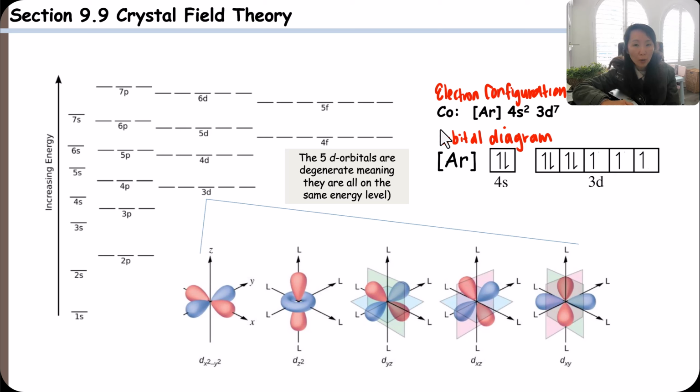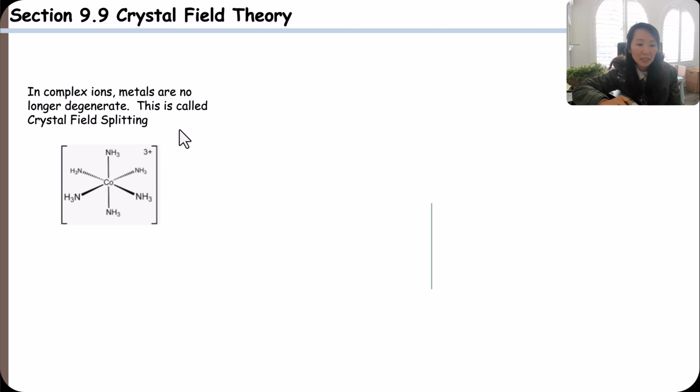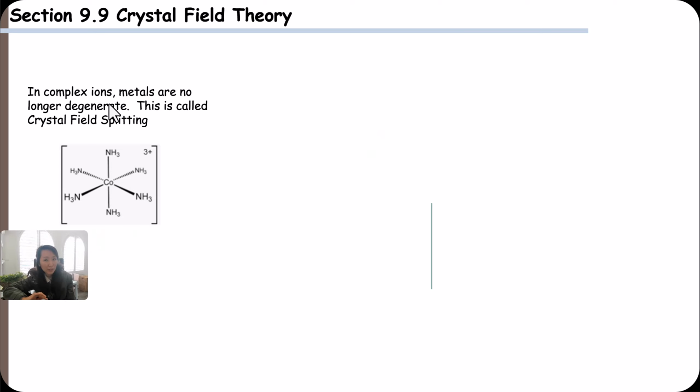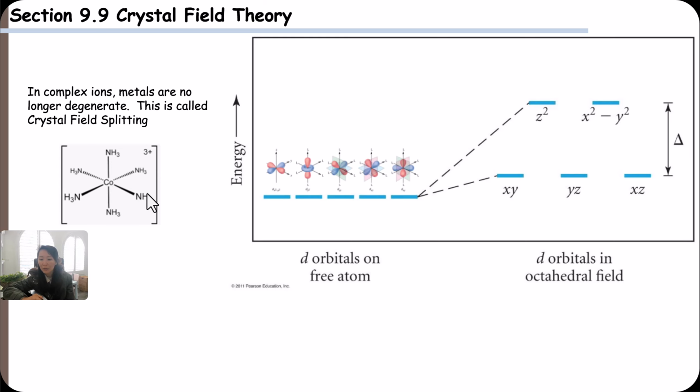Now, this is just cobalt when it's by itself, a free element. But when it starts to bind to ligands, forming a complex ion or coordination compound, then things get a little more tricky. In complex ions, the d orbitals are no longer degenerate, meaning that they are no longer in that one straight line. This is where the crystal field theory comes in: they are no longer degenerate when they bind to a ligand. So what do they look like? Well, they look sort of like this.